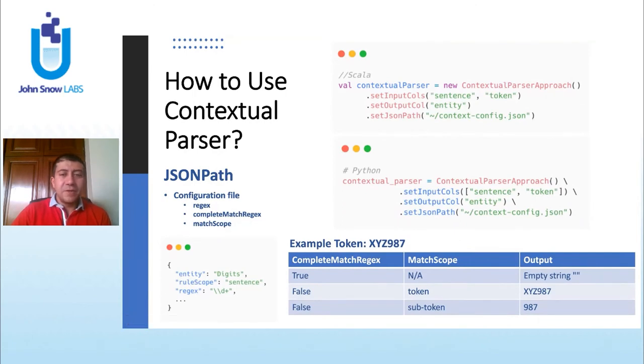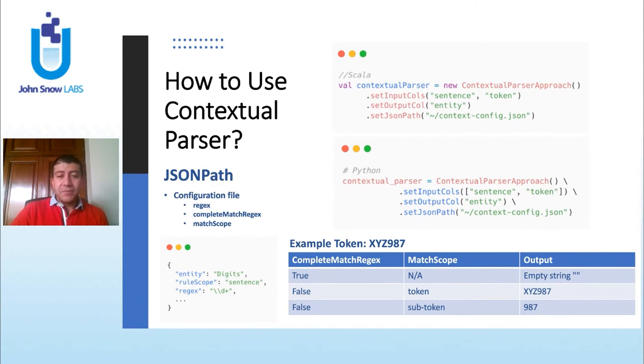So we have a regular expression, complete match regex and match scope fields in our configuration file. As you can see in the field regex, we define the regular expression rule we want to apply. Complete match, we have here complete match regex field. When it is true, it returns the tokens that fully match the defined regular expression. When it is false, the output will depend on the value of parameter match scope. And match scope is used when complete match regex is set to false. It can have two values, token or subtoken, which defines the return value of the match.